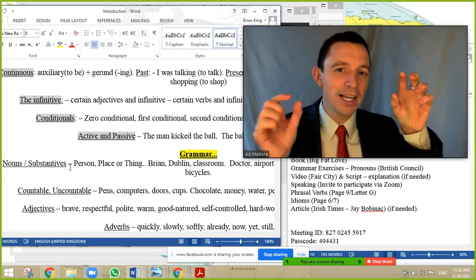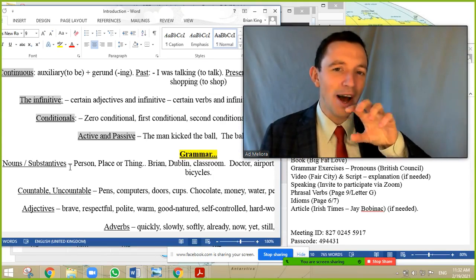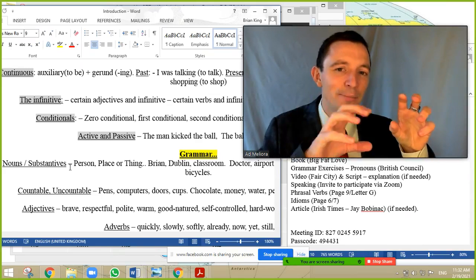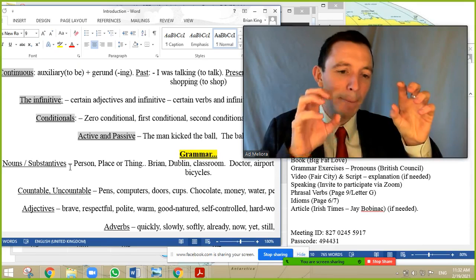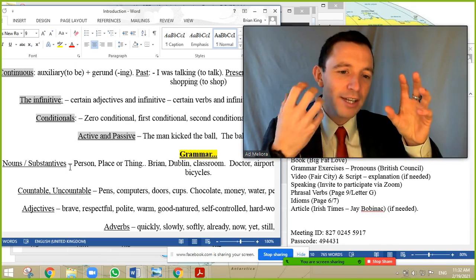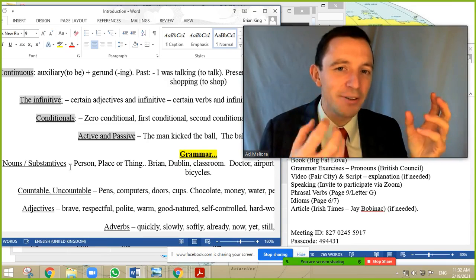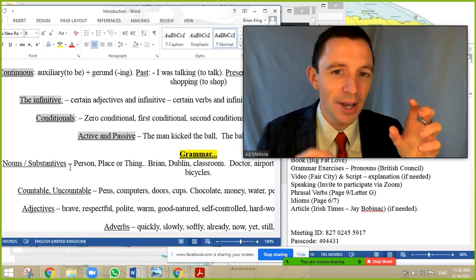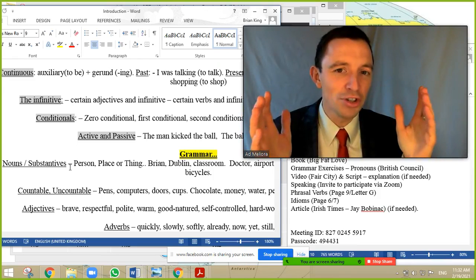That's the substantive. The adjective describes the noun. So the adjective is before the noun. House, big house. Car, small car. Person, happy person. So the adjective is before the noun. Okay, so you have article, adjective, noun. That's the structure in English.